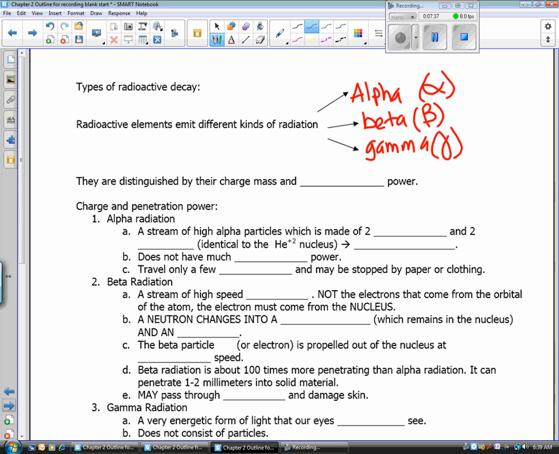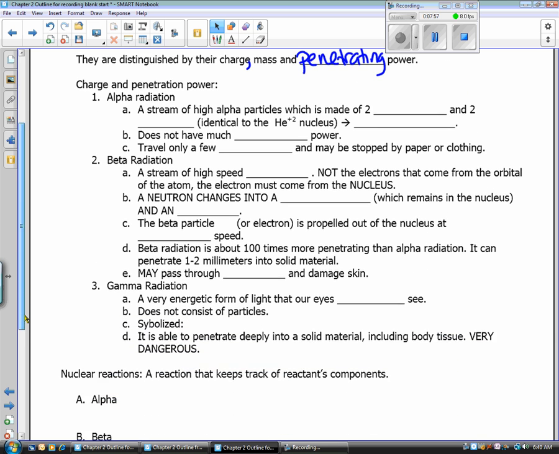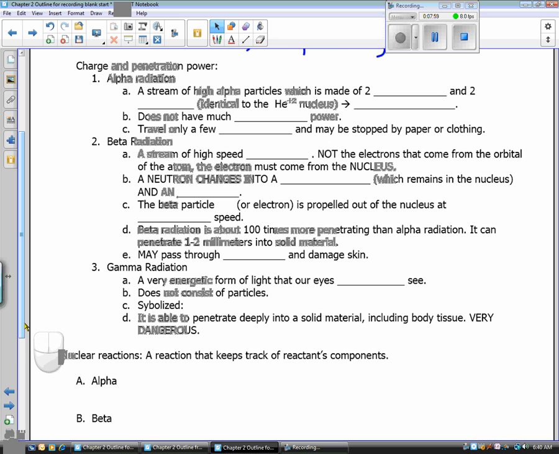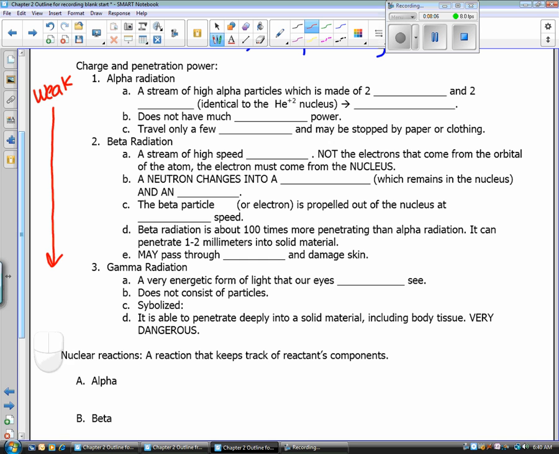And they're distinguished by their charge, mass, and penetrating power, which means how deeply they can penetrate. How deeply they can go into your skin if you're hitting yourself with radiation, how deeply they can go into all different things. We'll look at alpha first, because they are actually the weakest. Okay, so this is the weakest, and we're going to go all the way down to gamma, which is the strongest.